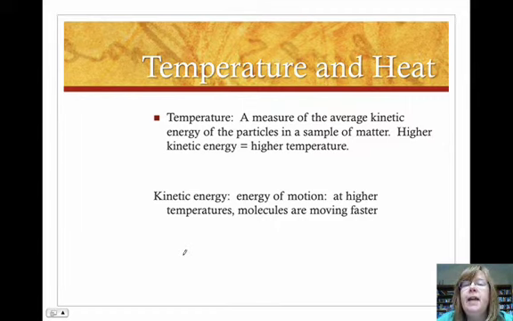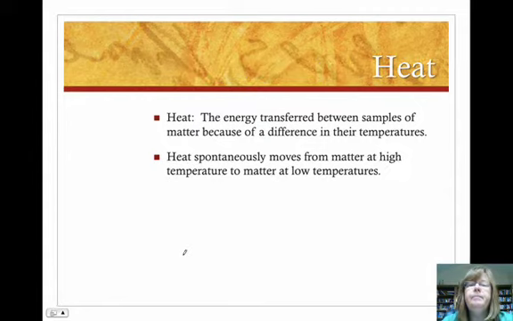Temperature is a measure of the average kinetic energy of the particles that are in the matter. So if you've got a high temperature, the molecules are moving faster, and so you have a higher kinetic energy. Remember, kinetic energy is the energy of motion. So at higher temperatures, our molecules are moving faster. At lower temperatures, the molecules are moving slower and have a lower kinetic energy. That is what temperature is. It's a measure of the movement of those molecules. You can think of it as the kinetic energy.